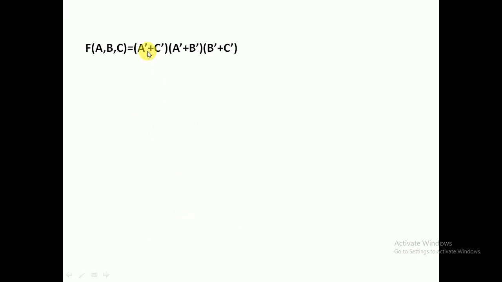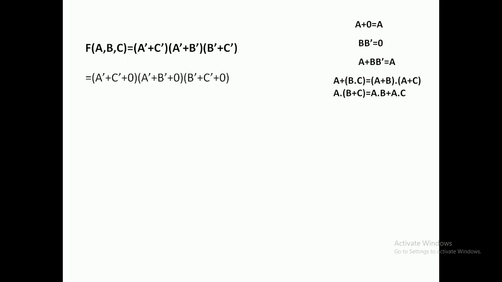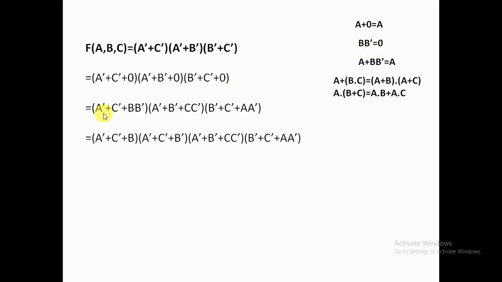There are 3 terms here, a dash plus c dash, a dash plus b dash plus c dash. So in each term one variable is missing. That could be replaced with one procedure: add plus 0 to the given term, and replace 0 by the missing term value, as a b dash or a dash c dash. After that you consider the part already there as a sum term, as x or y. Okay, so after that you apply the distributive law.